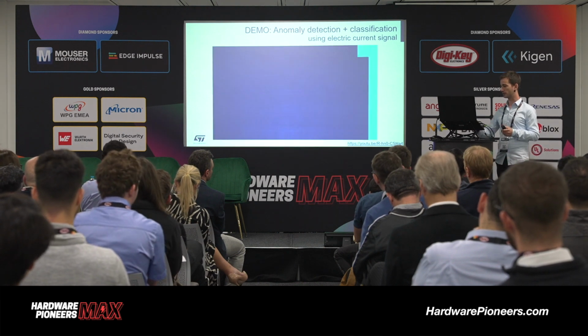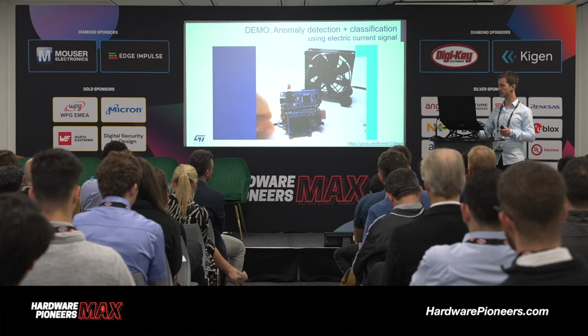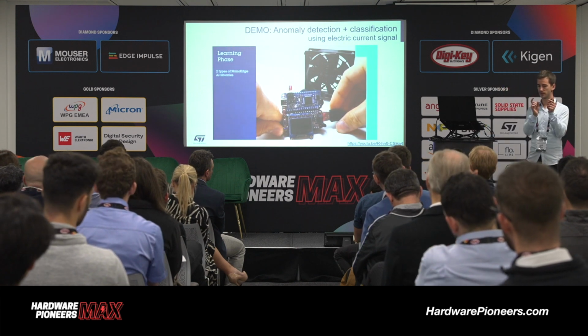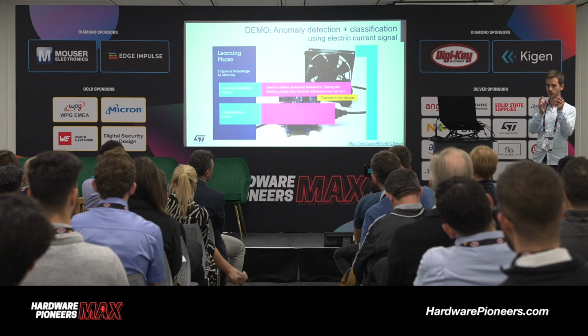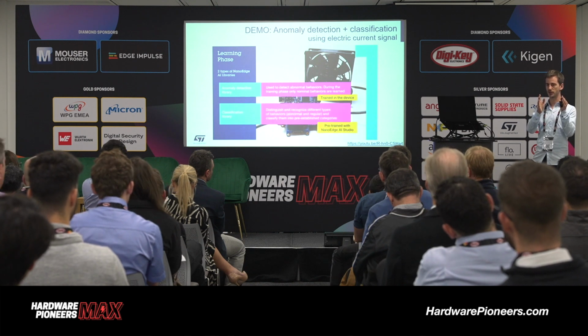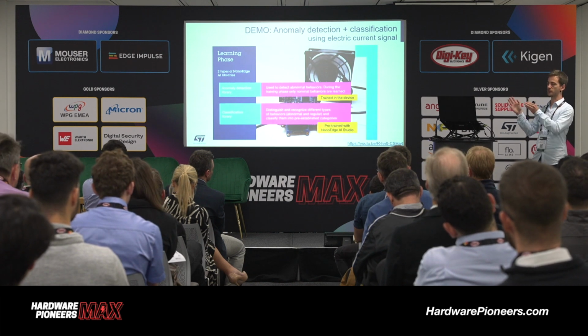So here, whenever an anomaly is detected, we take this same input buffer, so this slice of input current, and we pass it to the classification library.